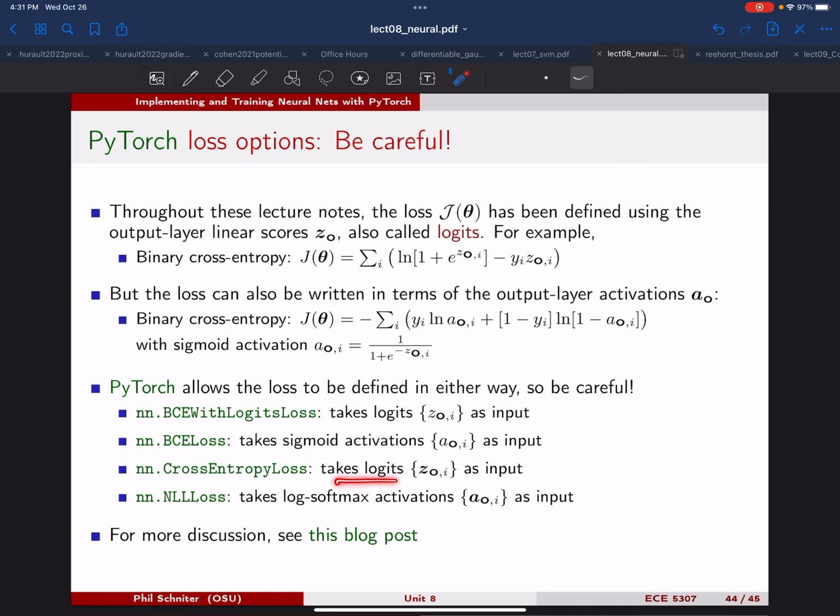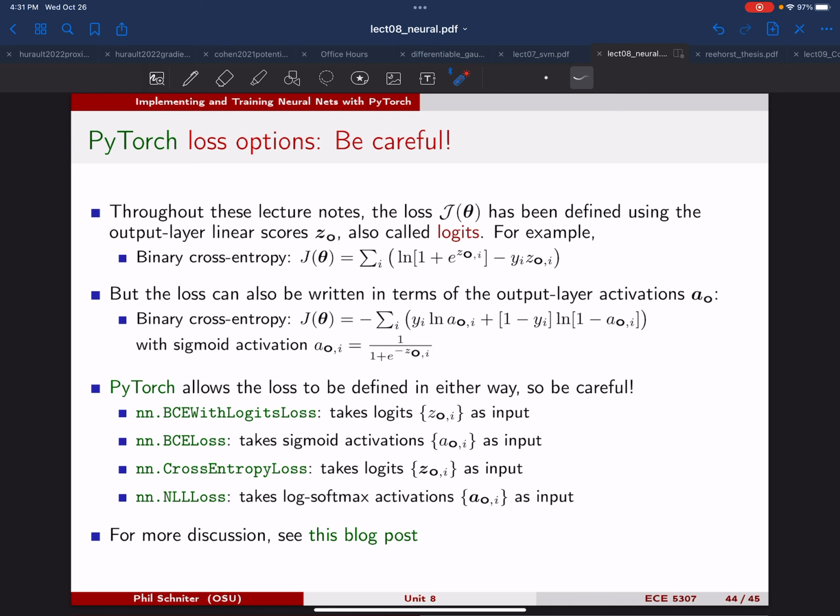And the same thing happens in the case with more than two classes. If you want to use the logits, then you use cross entropy loss. If you want to put them through a softmax and get these activations, then you use NLL loss. So this blog post talks a little bit more about this, but I've seen students make this mistake often, so that's why I'm emphasizing it.